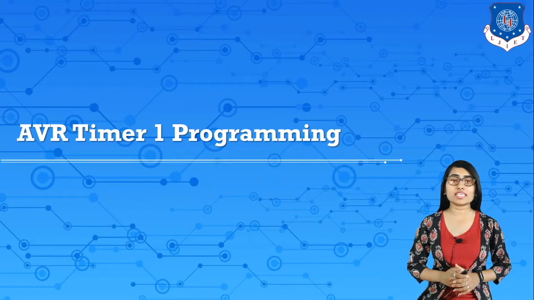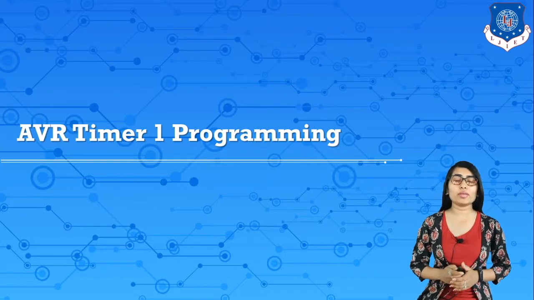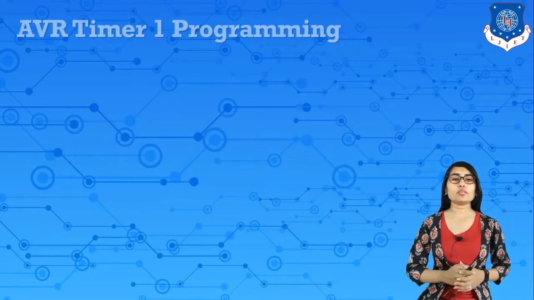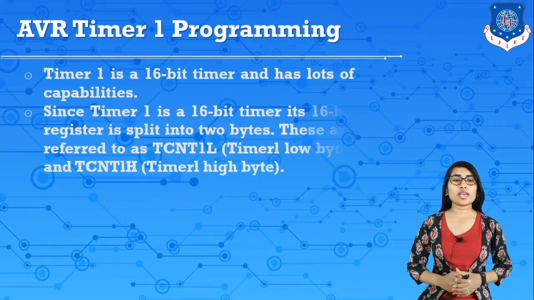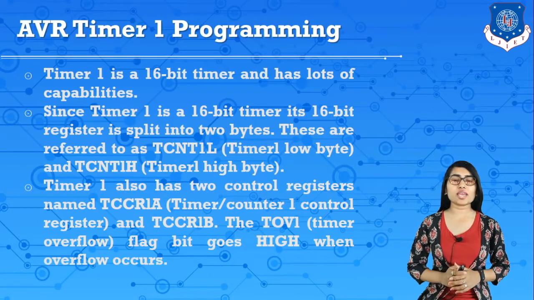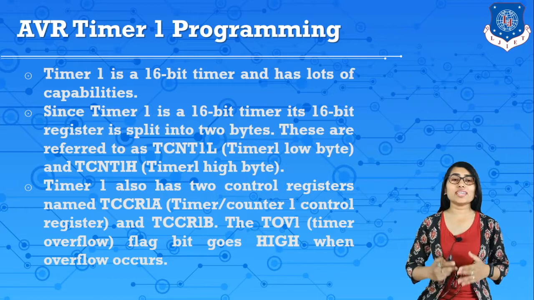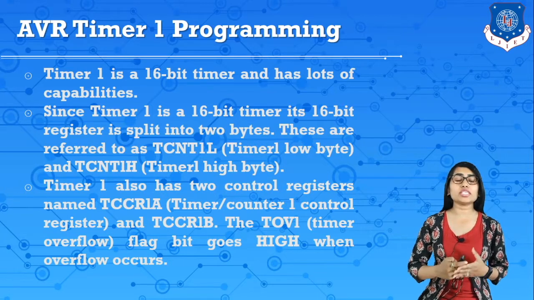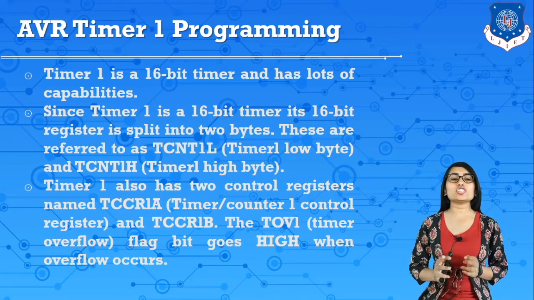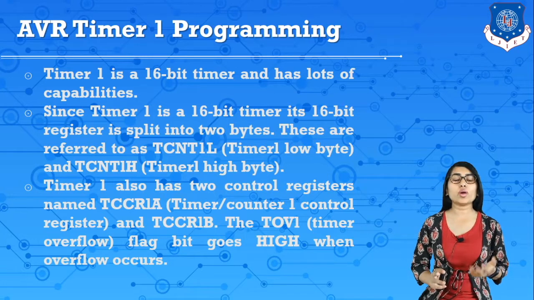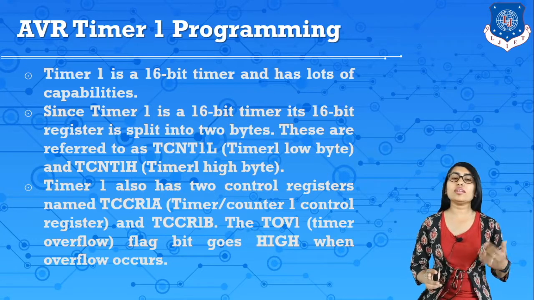Today we will discuss AVR Timer 1 programming. So let's start. AVR Timer 1 is a 16-bit timer and has a lot of capabilities. Since Timer 1 is a 16-bit timer, its 16-bit register is split into two bytes. These are referred to as TCNT1L and TCNT1H, that is, Timer 1 low byte and Timer 1 high byte.